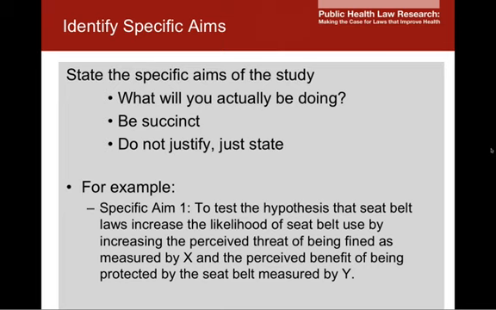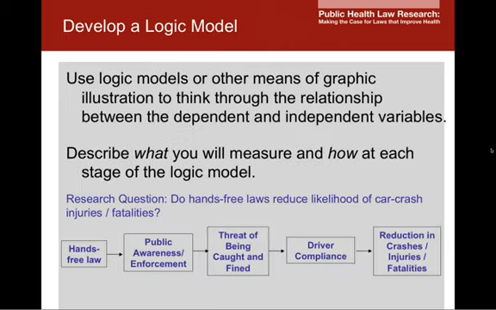It's often quite helpful to draft this section of the proposal first, as it's a way to build the remainder of the proposal. One example of a specific aim could be, as shown here, to test the hypothesis that seatbelt laws increase the likelihood of seatbelt use by increasing the perceived threat of being fined as measured by X and the perceived benefit of being protected by the seatbelt as measured by Y.